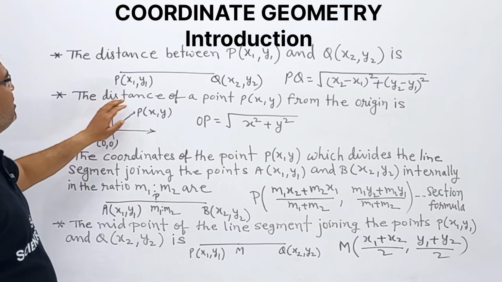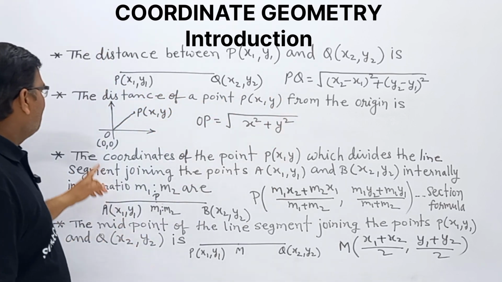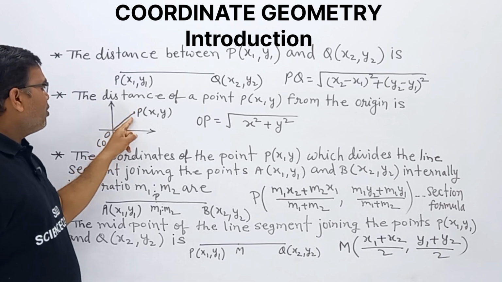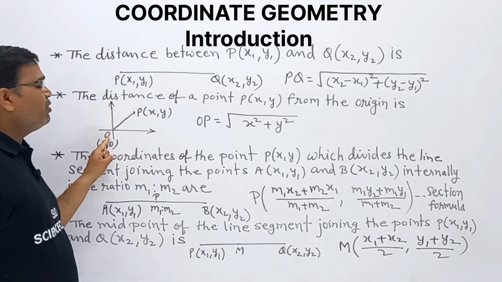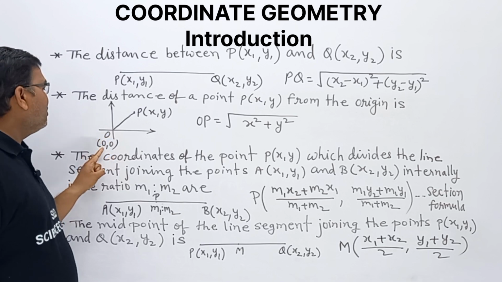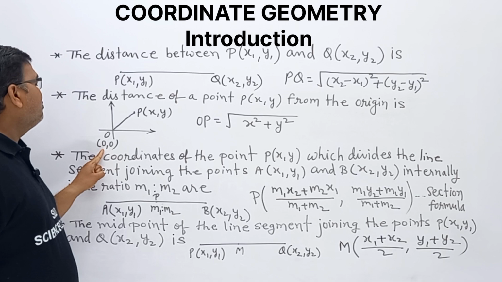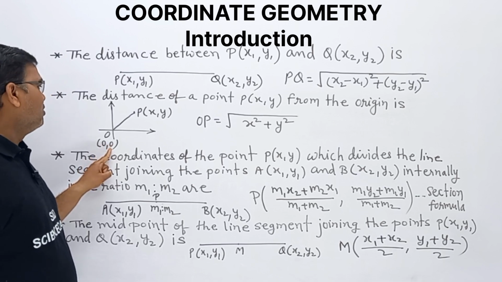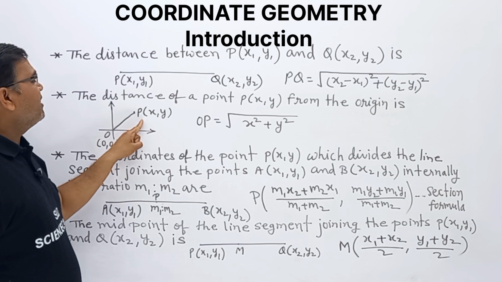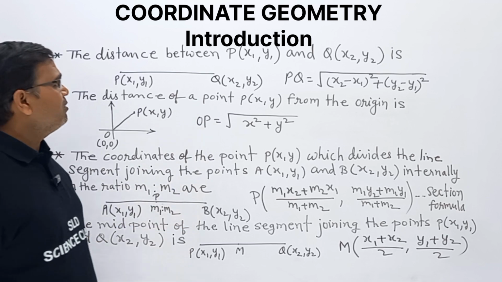The second one is the distance of a point from the origin. We have one point P, and we want to find its distance from the origin. We know well the coordinates of the origin are (0, 0): x coordinate is 0 and y coordinate is 0. And P has coordinates (x, y). Then what will distance OP be?